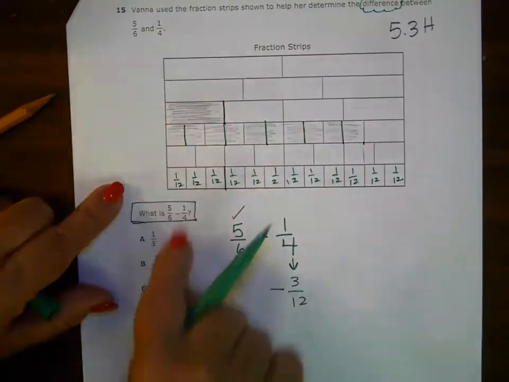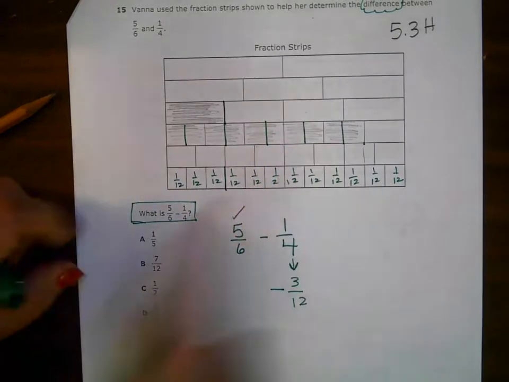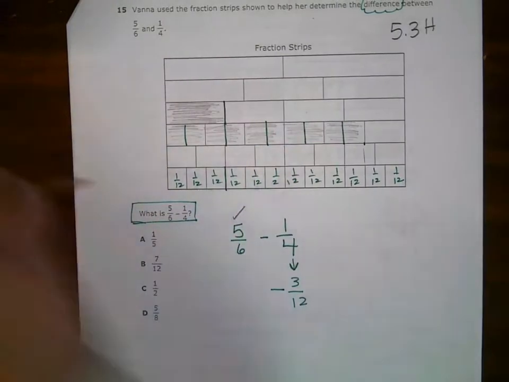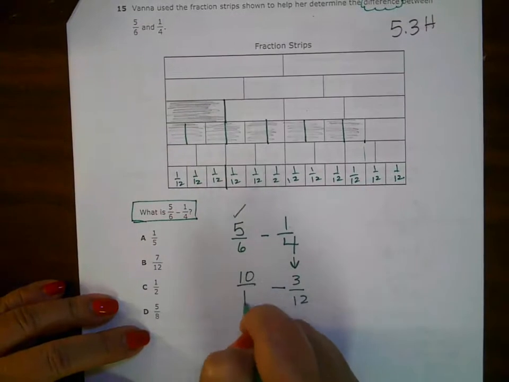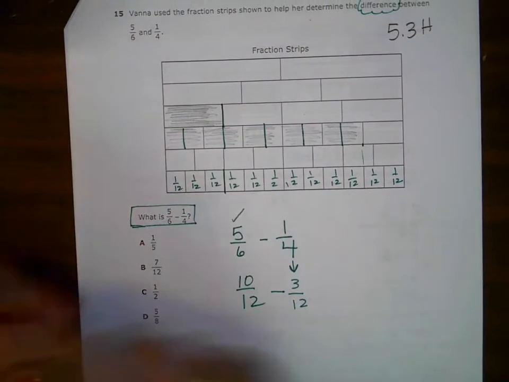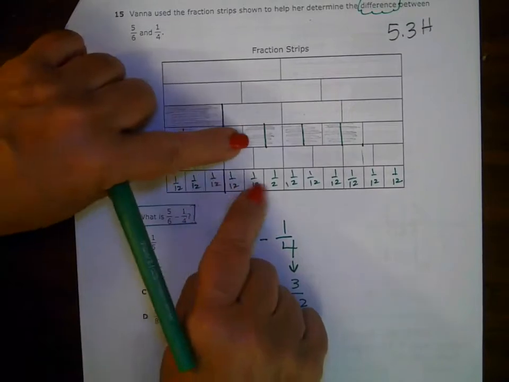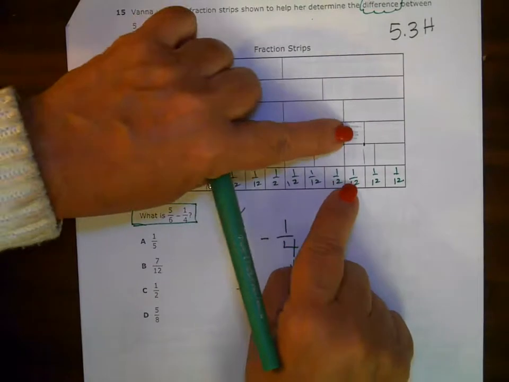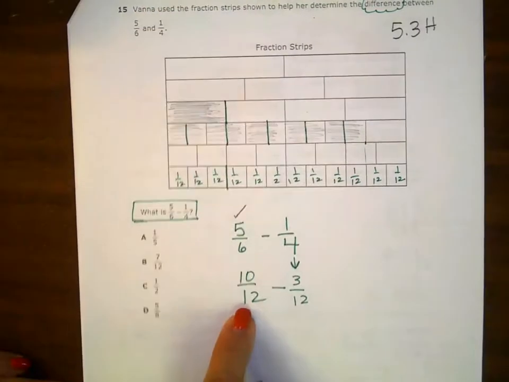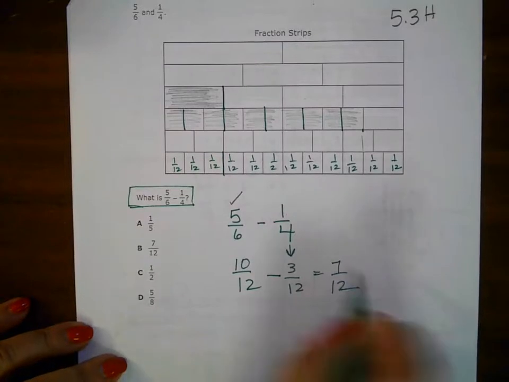Okay, so how many 12ths did I get? 1, 2, 3, 4, 5, 6, 7, 8, 9, 10. So I have 10/12ths. And I can do that here because it's 1, 2, 3, 4, 5, 6, 7, 8, 9, 10 12ths. Now I can subtract that out, and it gives me 7/12ths.